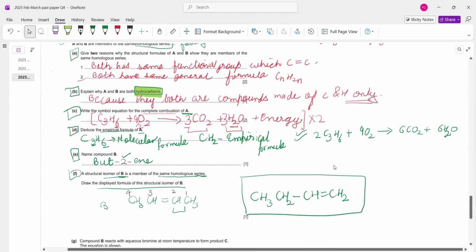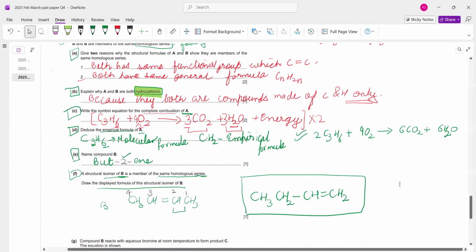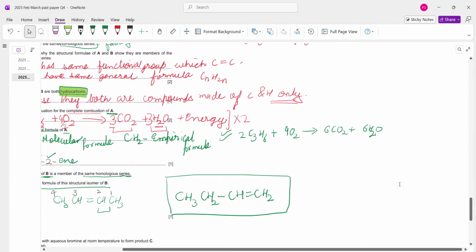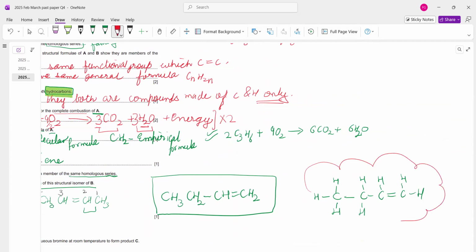This is an isomer of molecule B. They wanted us to draw the displayed formula of this structural isomer of B. So for drawing the displayed formula, we are supposed to show all the bonds and all the atoms very clearly. So it will be drawn like this: CH3, CH2, CH, double bond CH2. So this is our final answer. This is the displayed formula of the isomer of B.